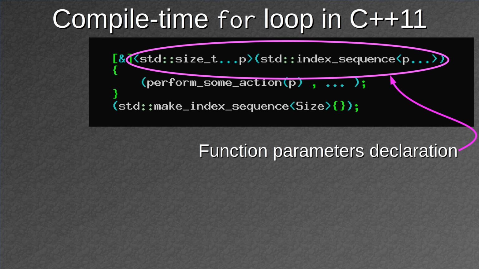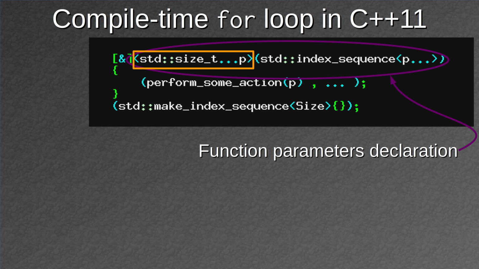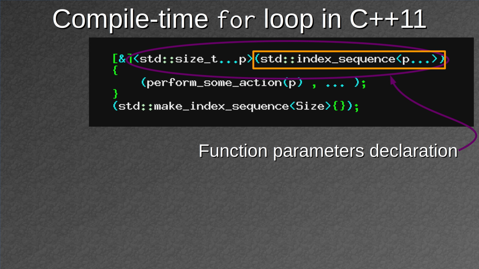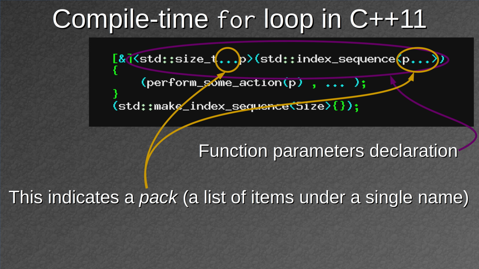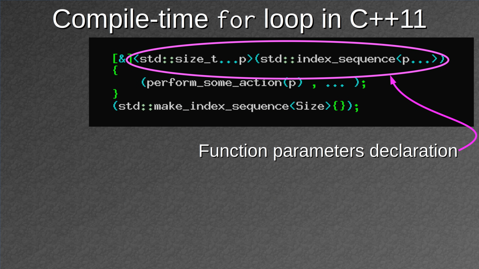This section defines what kind of parameters the function takes. It has 2 parts. The first part defines template parameters, and the second part defines the actual variables that are passed as parameters. This means that the function can take as a parameter some index sequence, and the numbers that form the index sequence form a template parameter pack. The ... means a pack. It means that p is not just a single number, but it is a list of numbers under a single name. So this function takes some std::index_sequence as a parameter.